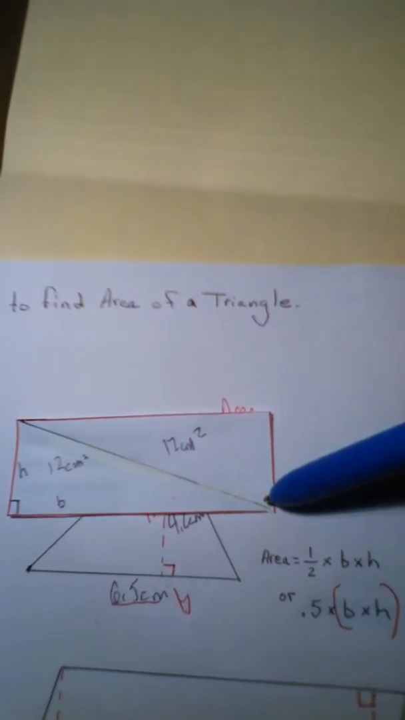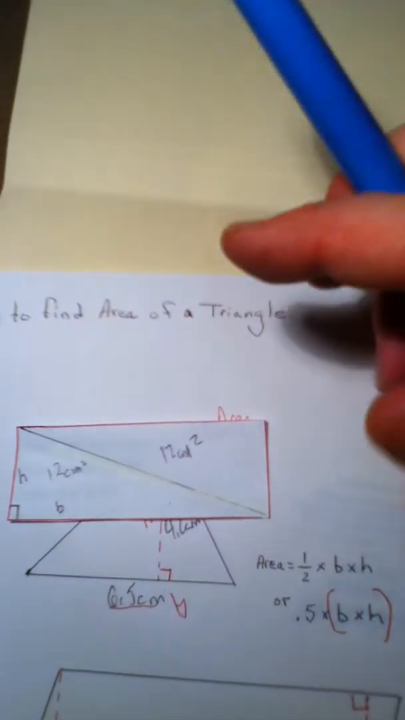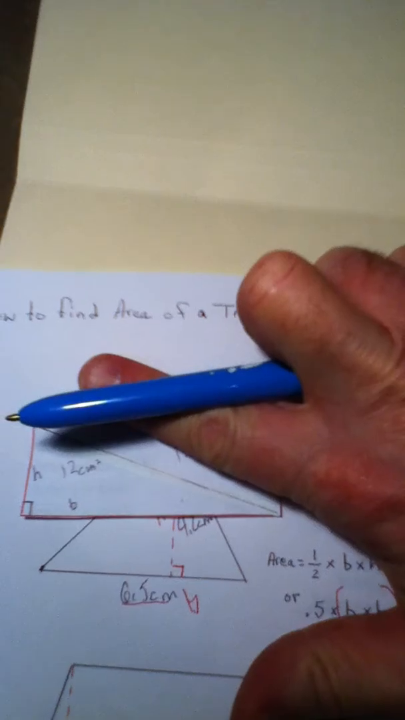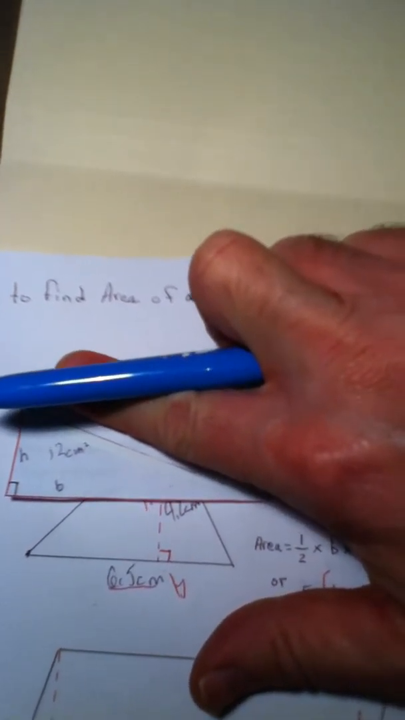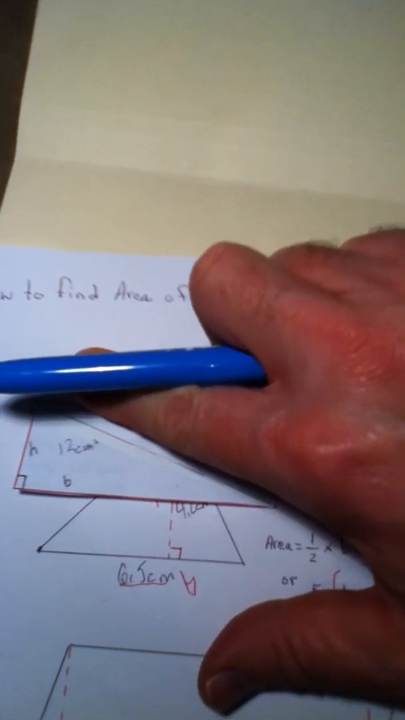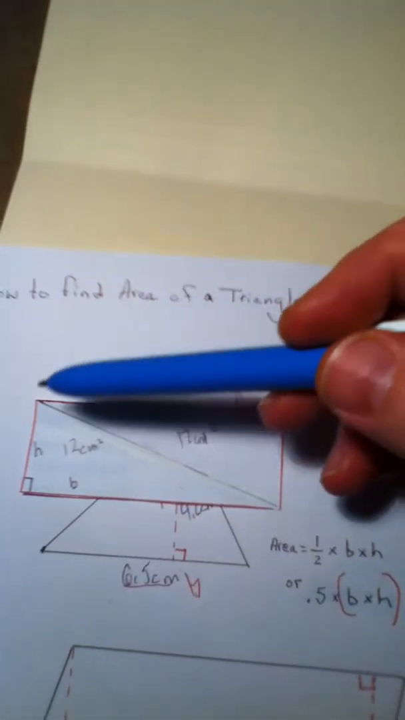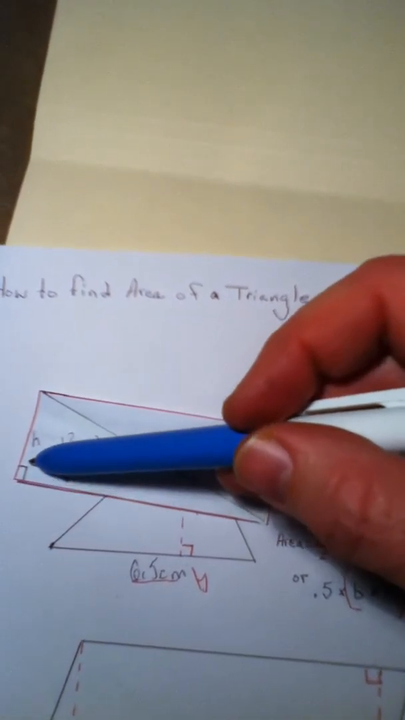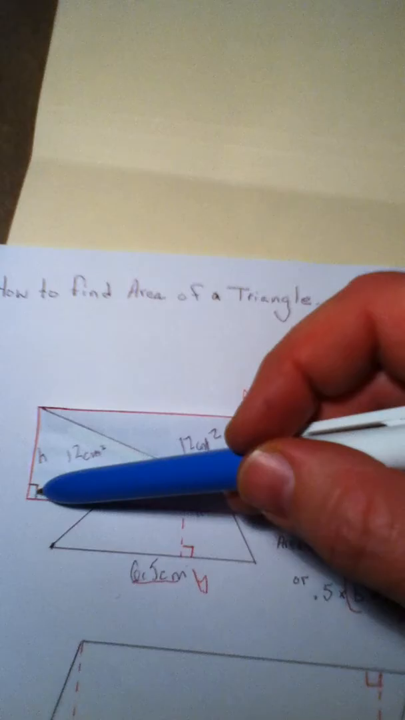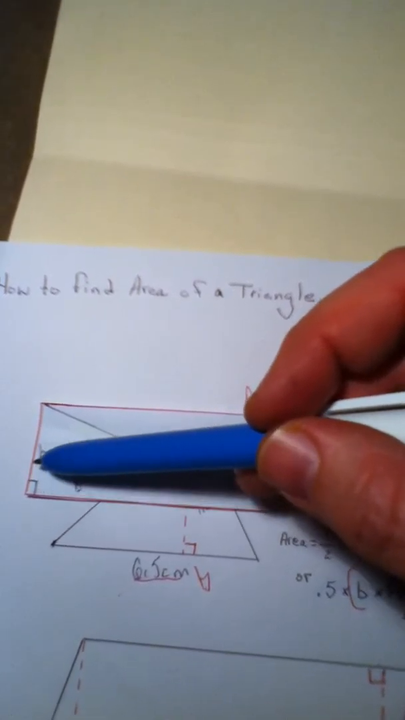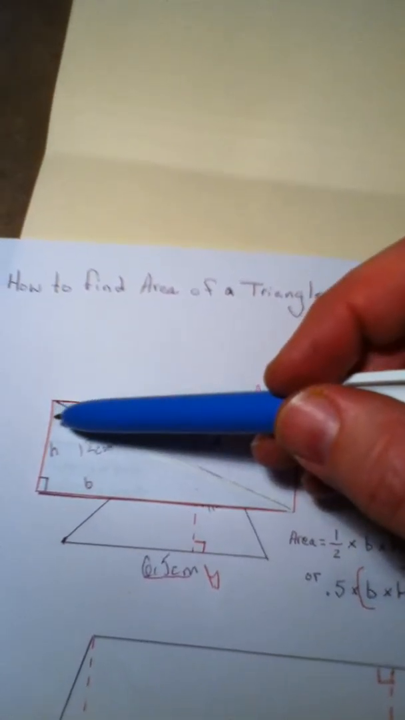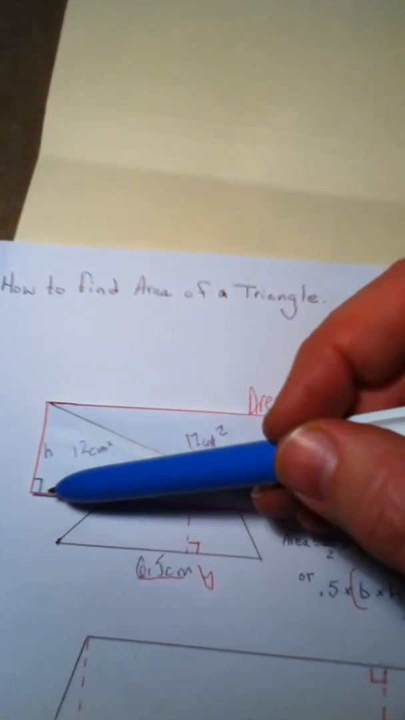Here's a rectangle cut in half. Obviously you can see that half of it becomes a triangle. Now on here we have to notice that this little indicator here is for a right angle. This just tells you that this line here is perpendicular and that it's perfectly straight at 90 degrees.